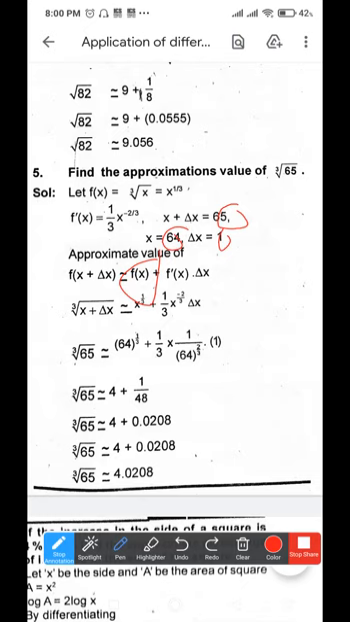Then substitute the value of x. Substitute the value of x as 64 whole power minus 2 by 3, into 1. And your final answer will be 4 plus 1 by 48. 1 by 48 is nothing but 0.0208. Add these two. Cube root of 65 is 4.0208. You will get the final answer. In the approximation chapter you have to find the decimal up to 4 places. Try to find a decimal up to 4 numbers.